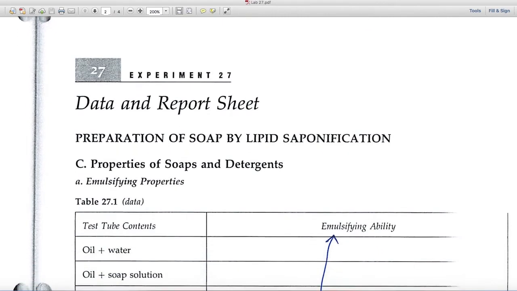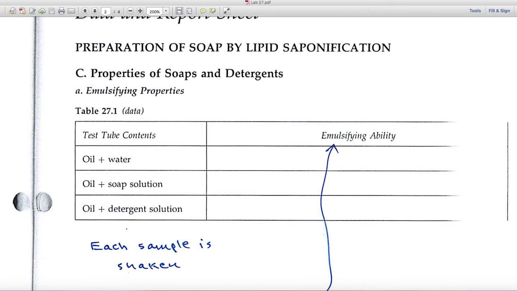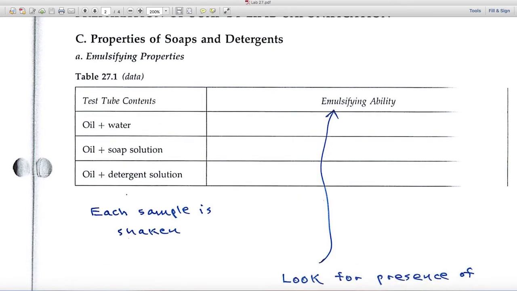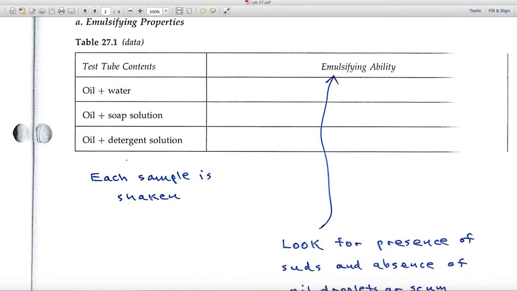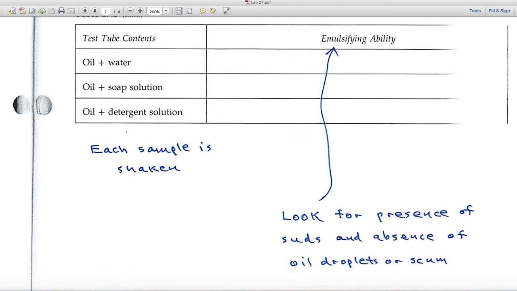Let's have a look at the data and report pages now. Students have prepared a soap and detergent. Here's where they're tested. And in Part C, we look at emulsifying properties and the emulsifying ability. And again, you'll look for the presence of suds and the absence of oil droplets or oil scum. Each of these samples is shaken, and just as you would at home, if you shake a soapy solution, you'll see a lot of suds or foam at the top, and that's what you look for.